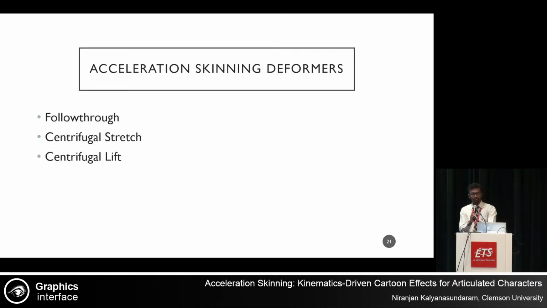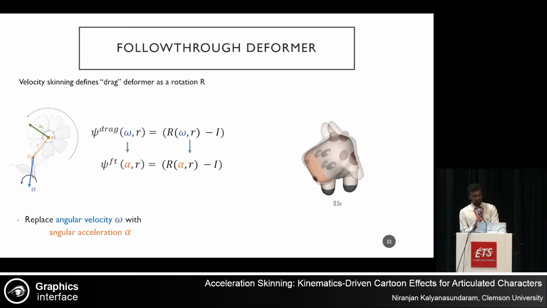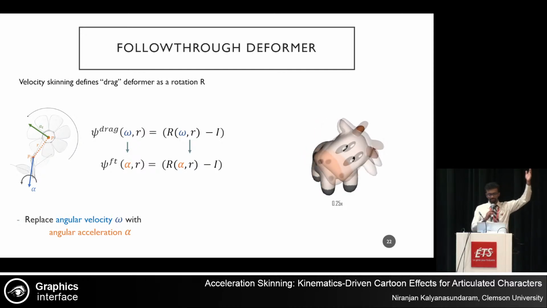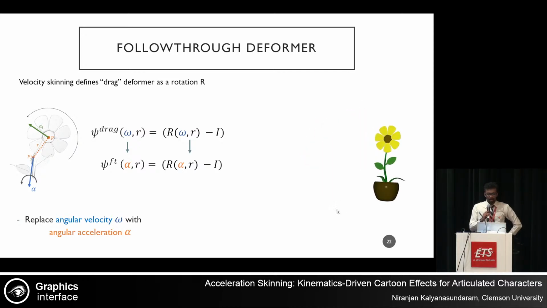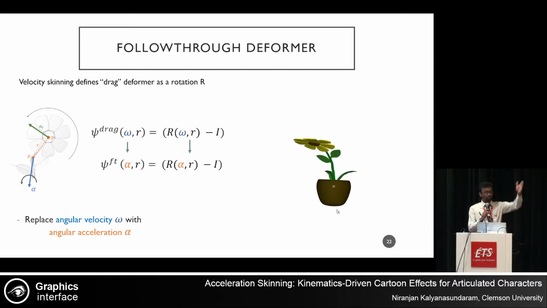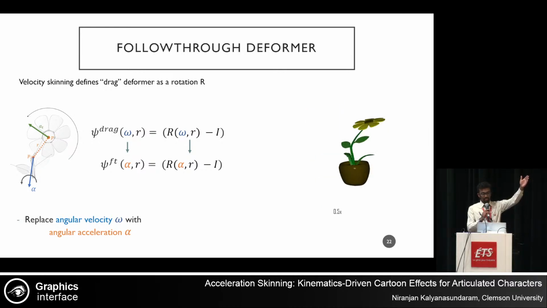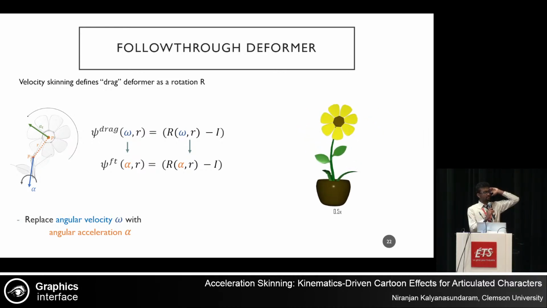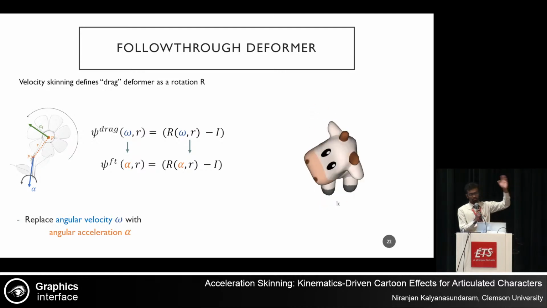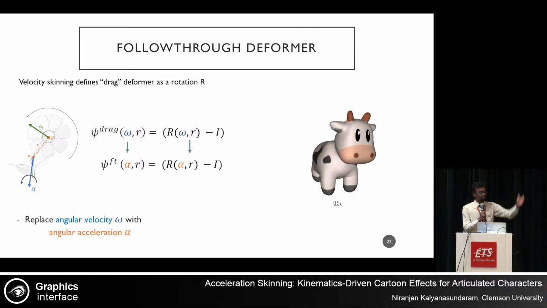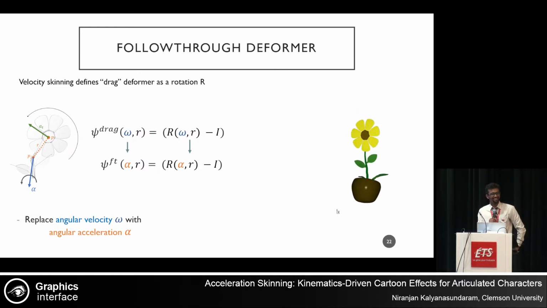So those were just the overall concepts that we were using in this project. Now let's get down and dirty with 3 specific deformers that we wrote for this framework. The first one, follow-through. Going back, this is what we wanted to create, right? Well, it turns out we can take the drag deformer that we wrote for velocity skinning, and instead of inputting omega or velocity into that equation, you just plug in acceleration, and this is the result that you get. Pretty cool, right?